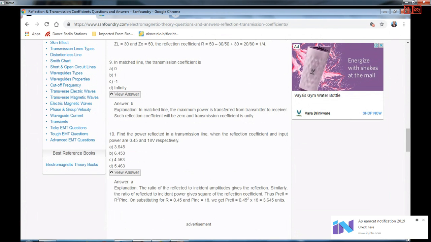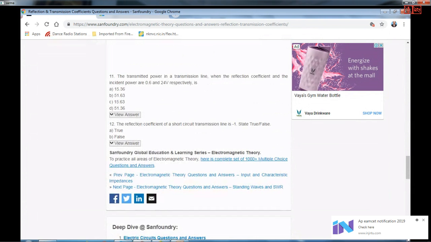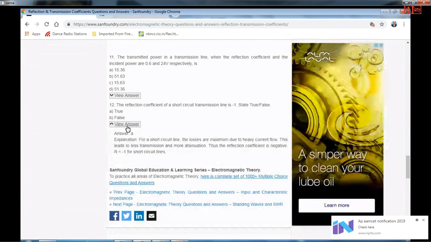Okay. Now number 12. The reflection coefficient of a short-circuited transmission line is -1. Is it true or false? Obviously, it is true. Okay. For a short-circuited transmission line, it is maximum reflection, and that too reflection is going to happen because the current must be maximum there and the voltage must be 0 at the location of the short circuit.